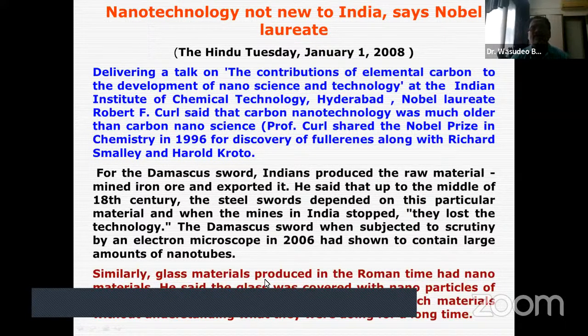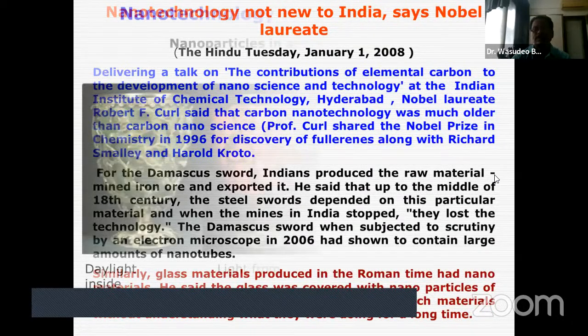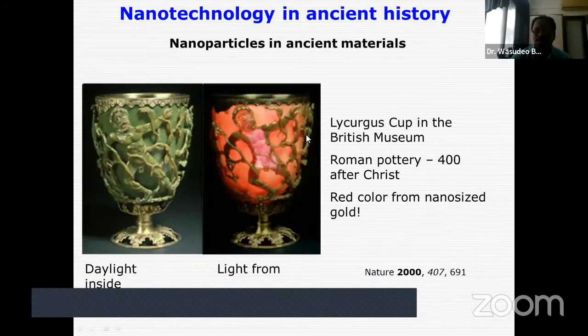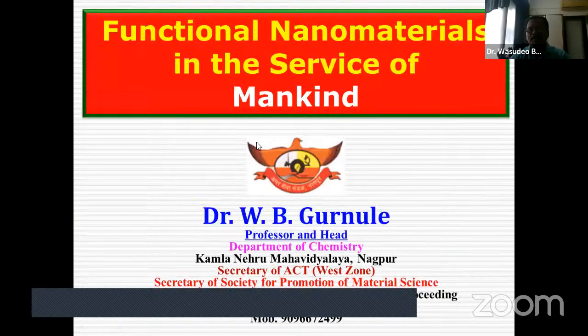Next I show the Lycurgus cup, which is kept in the British Museum. This is the cup of Roman pottery from after 400 AD. So this red color is in transmitted light, and here is the daylight. This red color which is shown here is nothing but nano gold material. This paper was already published in the journal Nature.